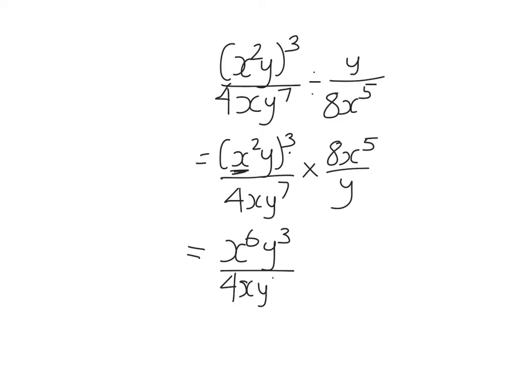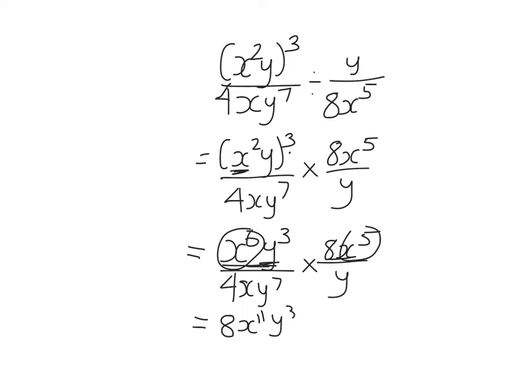So what we do now is use the first 2 index laws, the basic ones of multiplying and dividing. So if I multiply the tops together, like top by top, I will just get 8x to the power of 6 times x to the power of 5 is x to the power of 11, and the y cubed just leave by itself. And then on the bottom, I have 4. The x stays by itself. Now y to the power of 7 times y is y to the power of 8. So now I go 8 divided by 4 is 2.